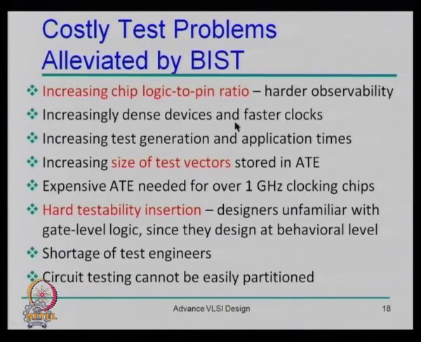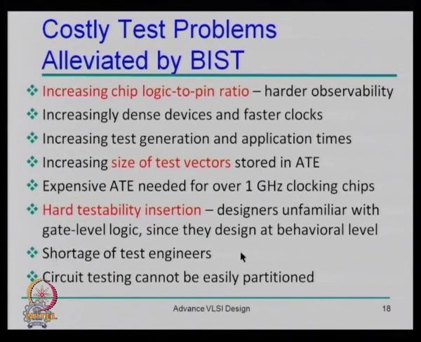Then the density of devices is increasing, and the clock is becoming faster. Because the number of flip-flops is increasing, test application time is increasing, and the number of test vectors is increasing, like Moore's law, doubling almost every 13 to 16 months. And you need an expensive tester, and it is very hard to insert some test points in the circuit, because this may impact the timing of the circuit.